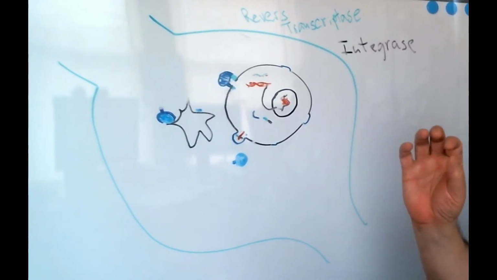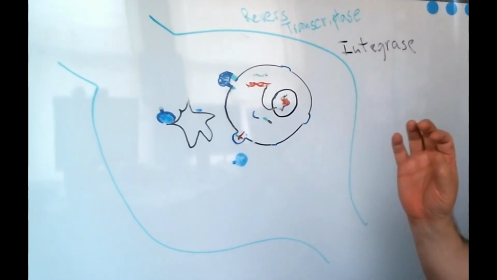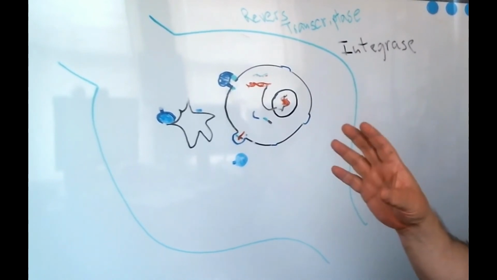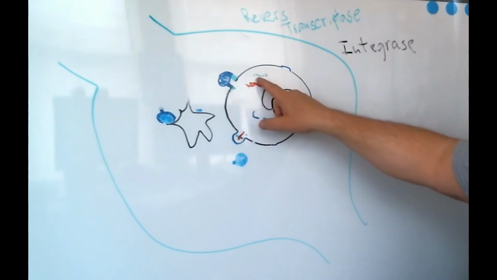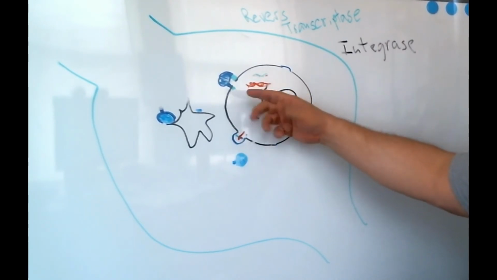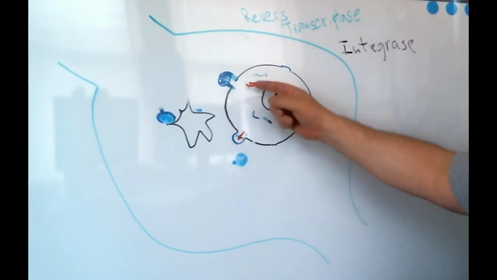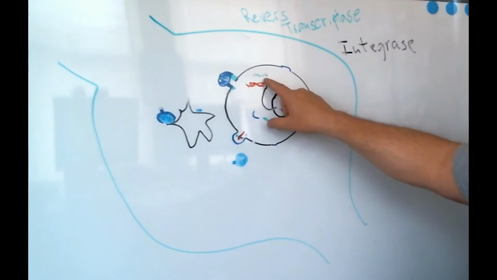We have NRTs, nucleoside reverse transcriptase inhibitors. So the reverse transcriptase, which is what makes it so that the cell can do this kind of backwards thing here by taking the RNA and making DNA. It comes in here, and what it does is it blocks it.